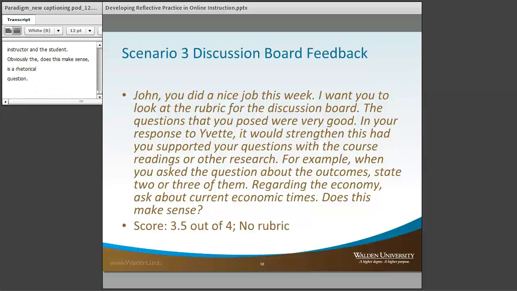Thank you, Ben. You indicated a 3.5 out of 4. I agree, it's always good to have a rubric, no question about that. However, the instructor did give some areas where it might have been strengthened, where the discussion might have been strengthened. But again, I think a lot of times we don't give rubrics for discussions. Certainly it exists, but it's always a good idea to give more feedback than less.